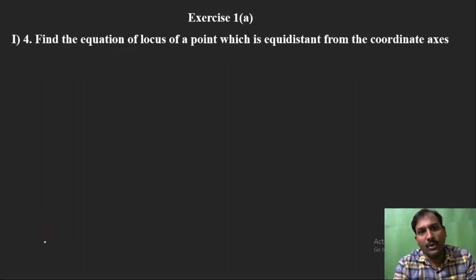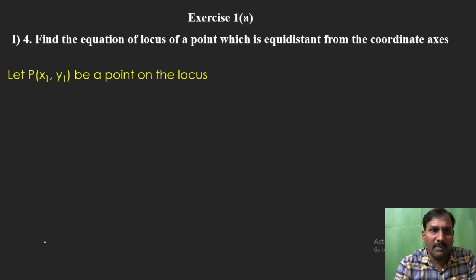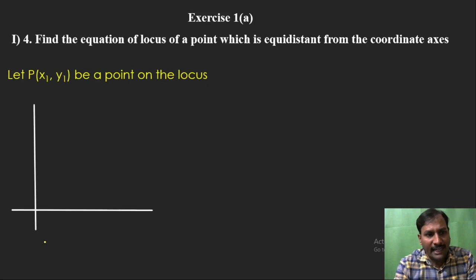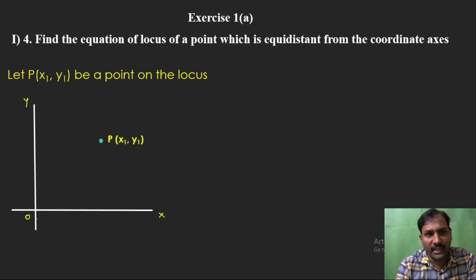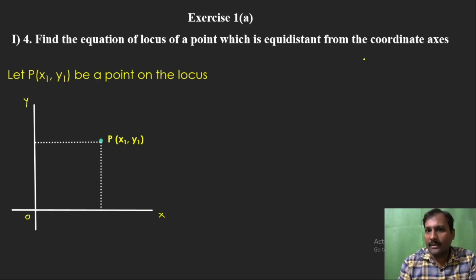Find the equation of locus of a point which is equidistant from the coordinate axes. Let P(x1, y1) be a point on the locus. Now take the coordinate axes. So this is the x-axis and this is the y-axis and this is the origin. Now take a point P(x1, y1) in the coordinate plane. Now what is given? The distances of this point from the x and y axes are the same. So this point is equidistant from the x and y axes.